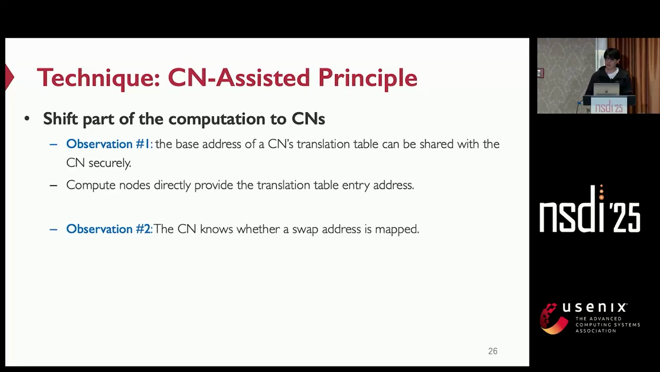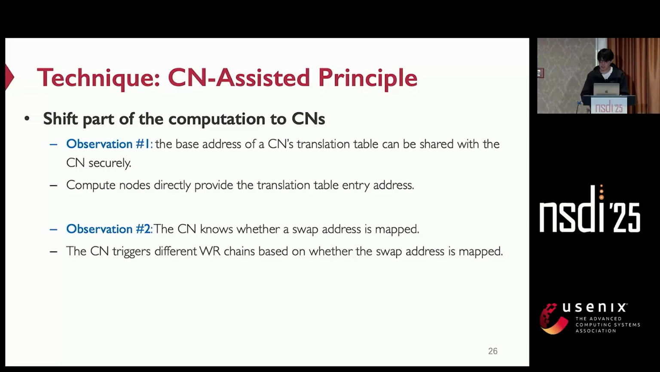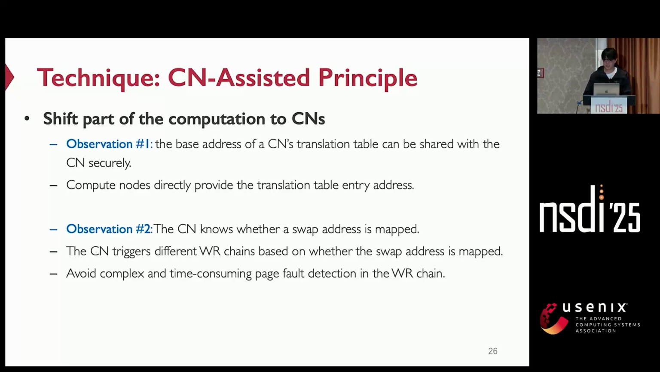Second, we found that a compute node actually has full knowledge of the mapping status of its SOAP space because the transition table is initially empty and an allocated page can only be freed by the compute node itself. Based on this observation, we let the compute node determine whether a SOAP address is mapped or not, avoiding complex and time-consuming page fault detection logic in the work request chains.